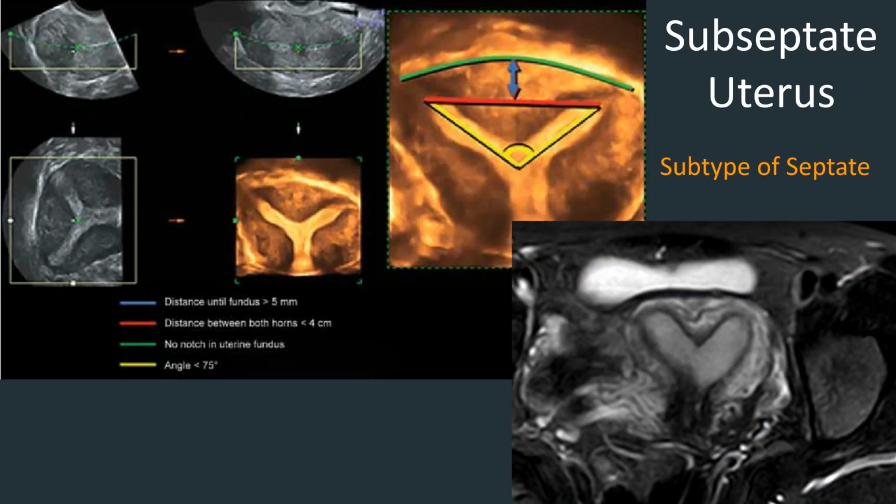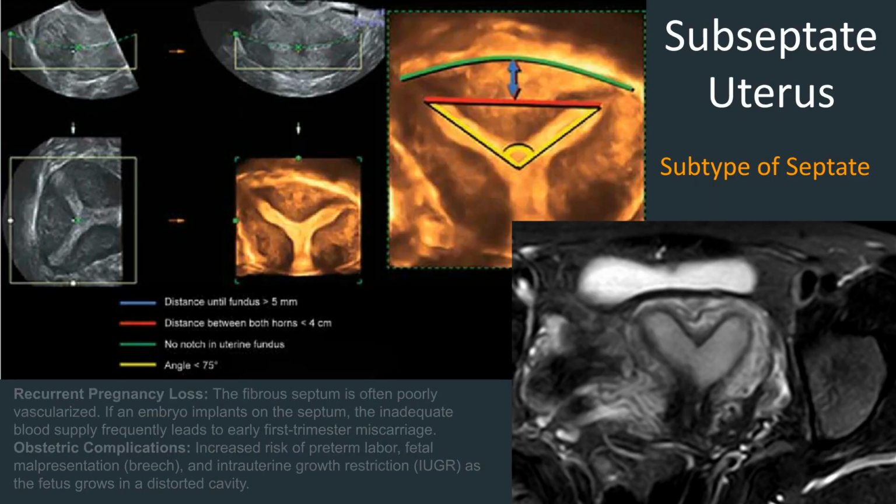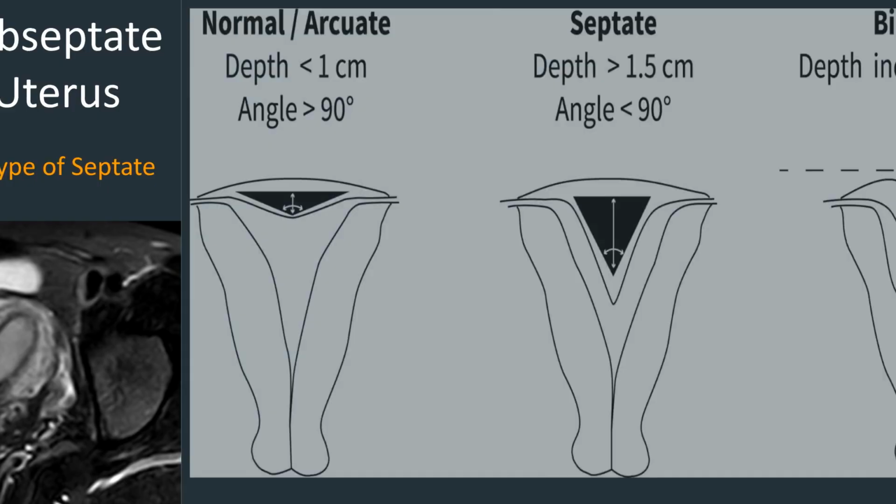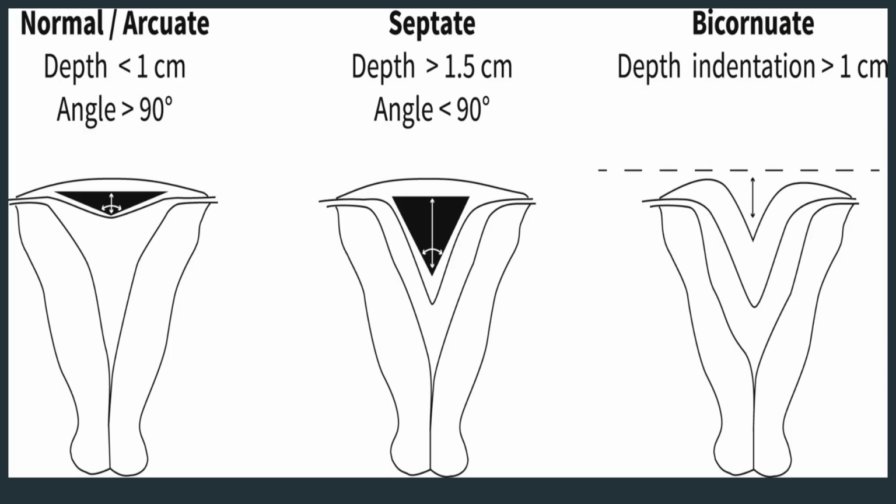Recurrent pregnancy loss and obstetric complications are linked to the poorly vascularized fibrous septum, which can lead to early miscarriage and increased risk of preterm labor. This diagram illustrates the morphological differences between a normal or arcuate uterus, a septate uterus, and a bicornuate uterus, based on the depth of the midline structure and the angle of the fundal indentation.